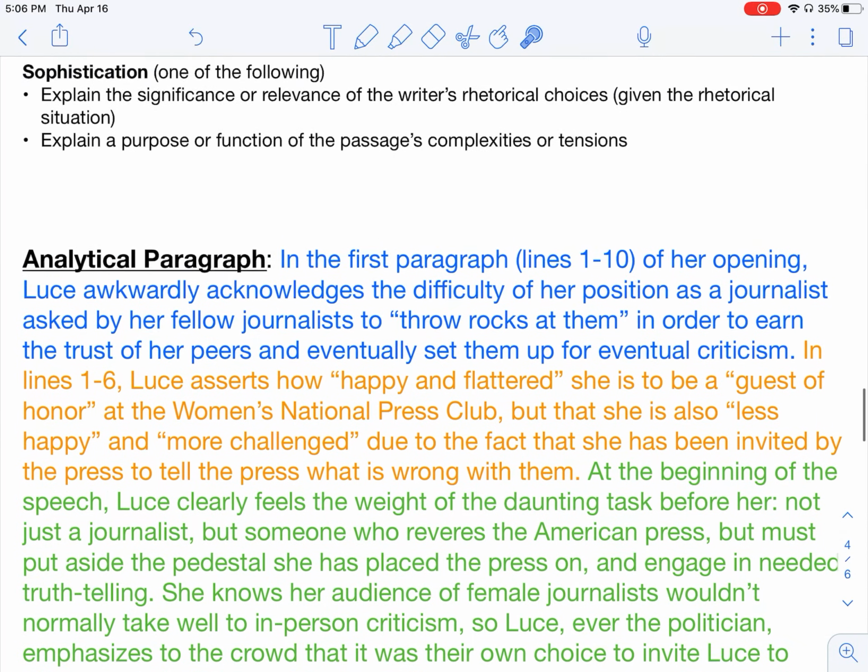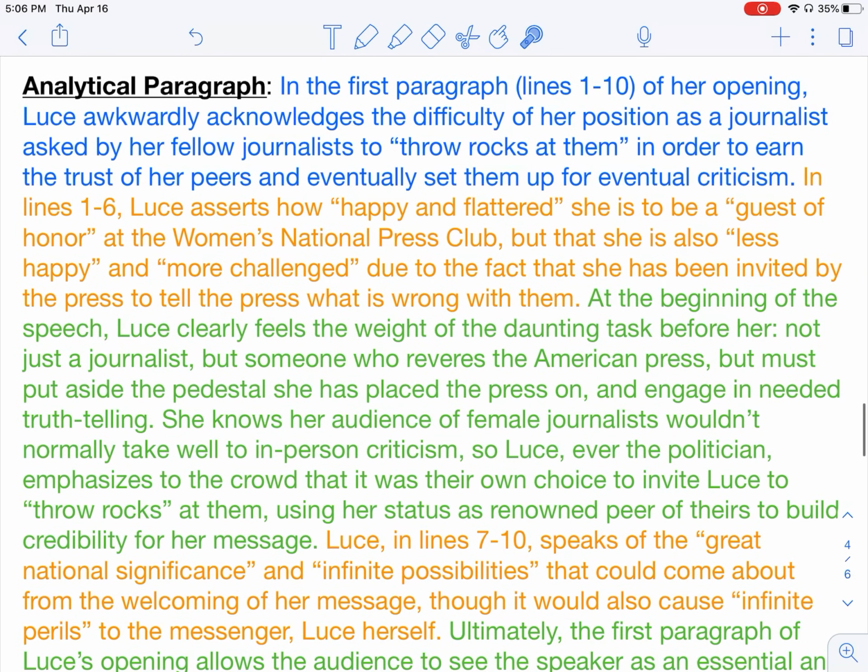All right, so follow along knowing that ahead of time. So I'll read the entire paragraph.